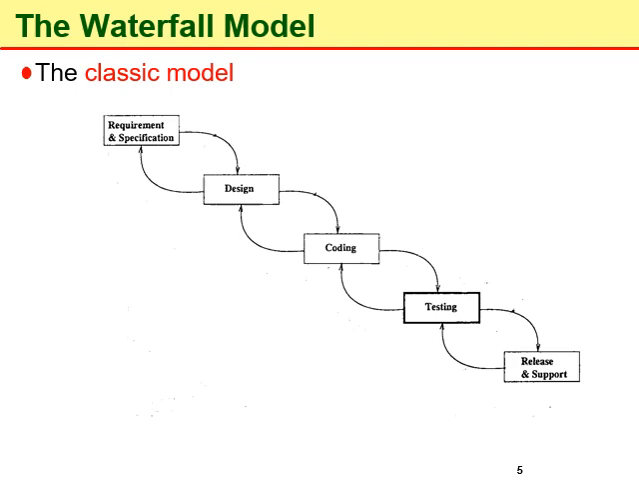Then is the coding activity. In this stage, the designs prepared in the previous stage, that is the design stage, are transformed into executable code, whereas the next activity is testing. Testing aims at identifying the defects in the system, and the next activity is that the software is released and put into operations, and if it needs maintenance, then maintenance services or support services are provided. In fact, this model is highly structured and plan driven. The product here is delivered for evaluation and deployment at the end of development and testing.